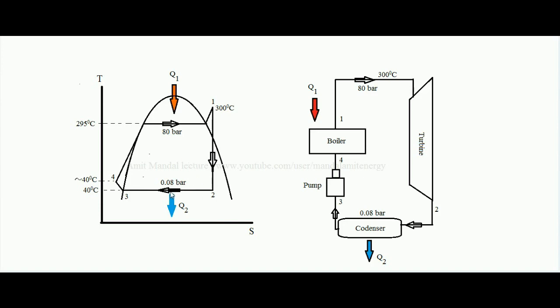Why? Because heat always flows from high temperature to low temperature. How can heat flow from 40 degrees centigrade to a higher temperature? Spontaneously, heat cannot flow. So recovering the heat from lower temperature back to higher temperature is not possible. So decreasing the amount of Q2 this way, by directly recovering it back, is not possible.